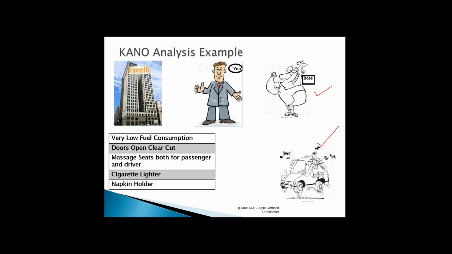You know how to do that. What are you going to do? You're going to run a quick survey and ask the people and gather the data on what people feel are these requirements. Few people might say very low fuel consumption. Yeah, this is a should-have feature. Doors open clear cut is a must-have feature. Massage seats, both for passenger and driver, are my could-have features. Cigarette lighter is maybe a should-have feature, and this is the should-have feature.